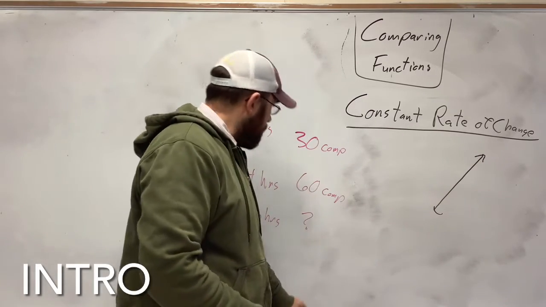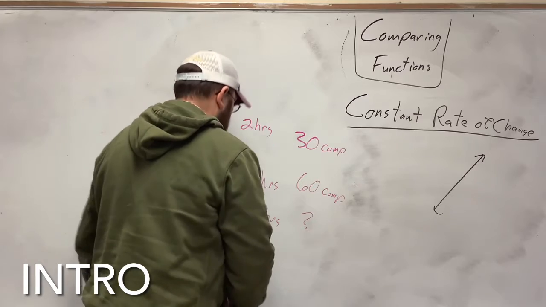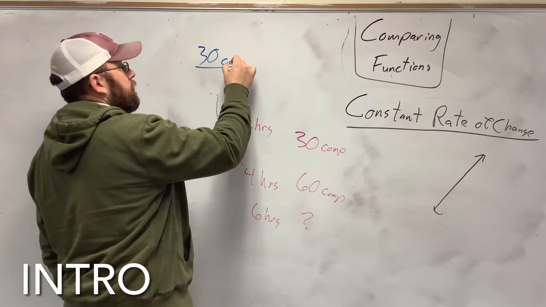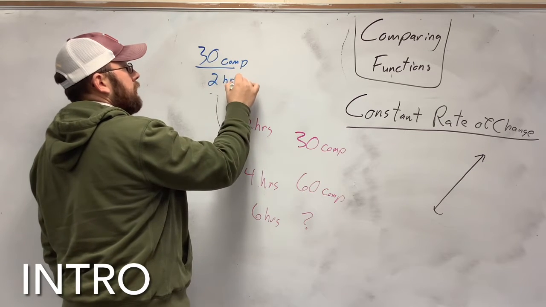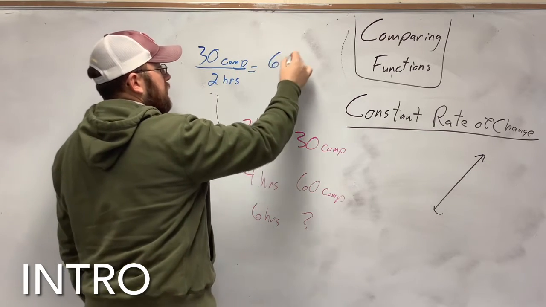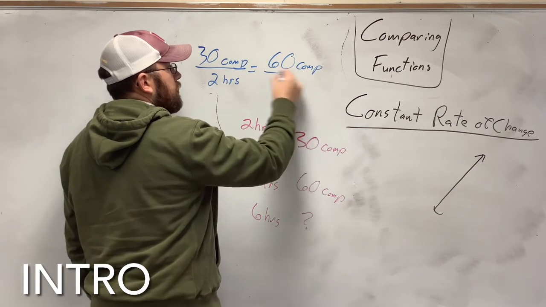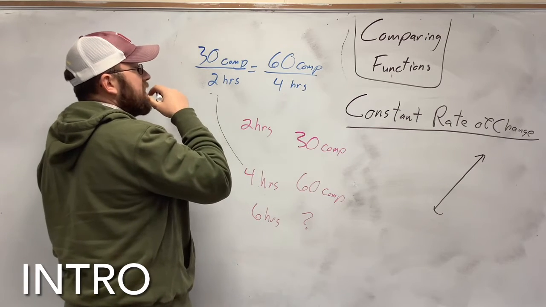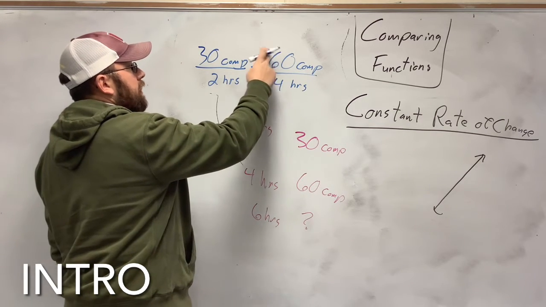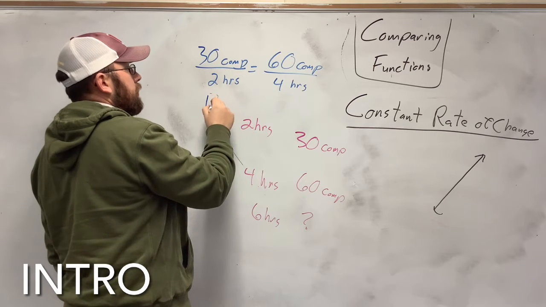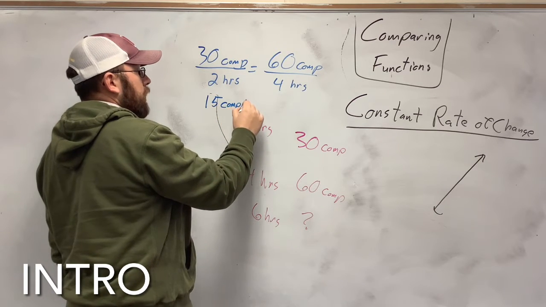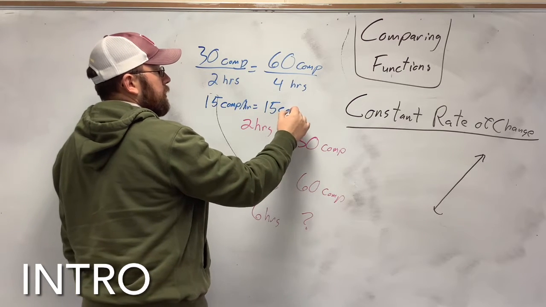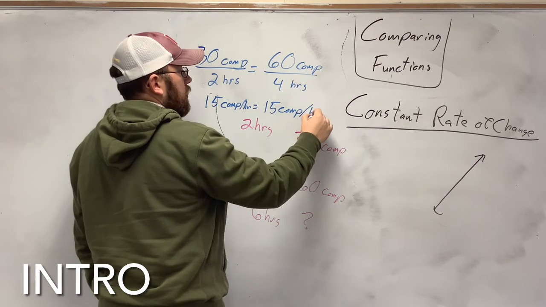So how I would write this is, 30 computers in 2 hours is equal to 60 computers in 4 hours. All right. So if I simplify this down, I could simplify this down to 15 computers per hour, equals 15 computers per hour.